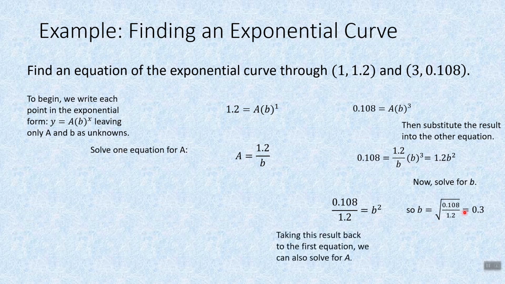We can now take this result of b, take it back to the first equation, so we can also solve for a. Now we have a equals 1.2 over our found value of 0.3 to give us an answer of 4. If we put this together, our b value of 0.3, our a value of 4, we've completed our circle. And we now have y equals 4 times 0.3 to the x.